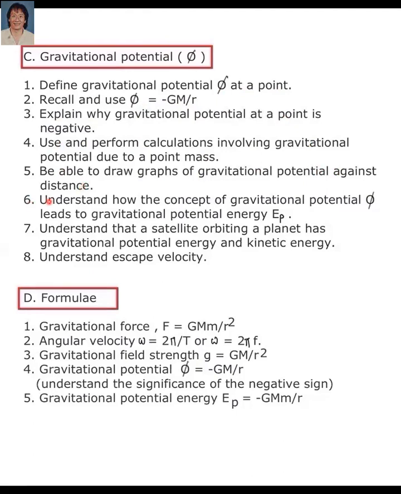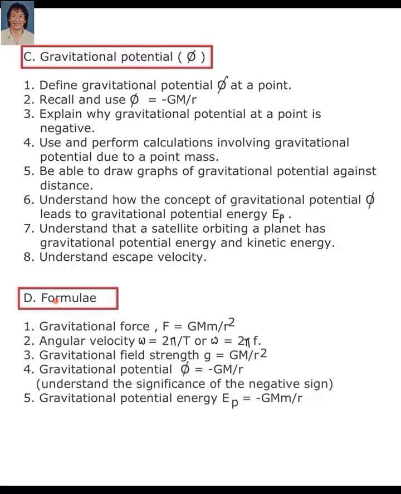Number 6, understand how the concept of gravitational potential leads to gravitational potential energy. Number 7, understand that a satellite orbiting a planet has gravitational potential energy and kinetic energy. And number 8, understand escape velocity.